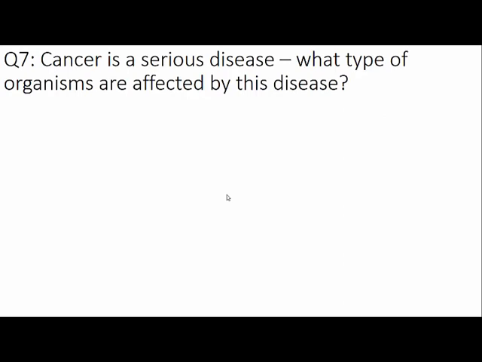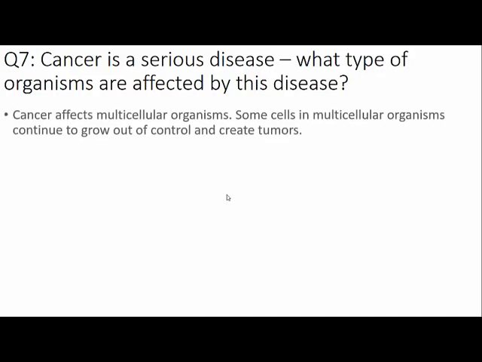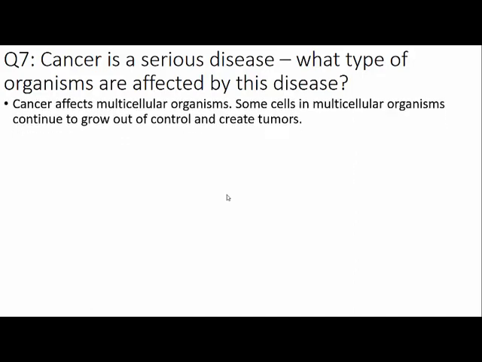All right, moving along, number 7. Cancer is a serious disease. What type of organisms are affected by this disease? Well, we have both multicellular organisms, which are large complex organisms such as us. We also have unicellular organisms, which are just made of one cell. We're looking to see which ones are affected. And cancer affects multicellular organisms.